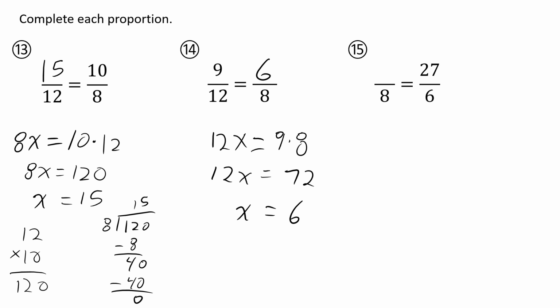Number 15. Blank over 8 equals 27 over 6. All right, so make sure you copy that down. Blank over 8 equals 27 over 6. Cross multiply. It looks like the blank is across from the 6. So I will do 6 times blank. Of course, I will use x for my blank, right? So 6 times mystery number x equals. Well, the other cross is 8 times 27.